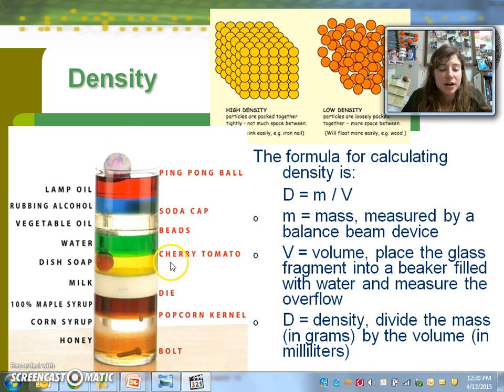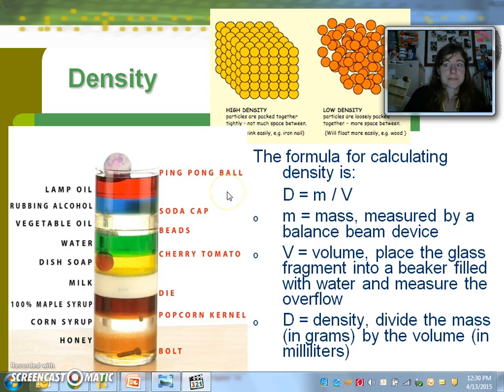And this is an image of differentiated density. Down here would be the most dense, the bolt, and then going up to the ping pong ball being the least dense here.